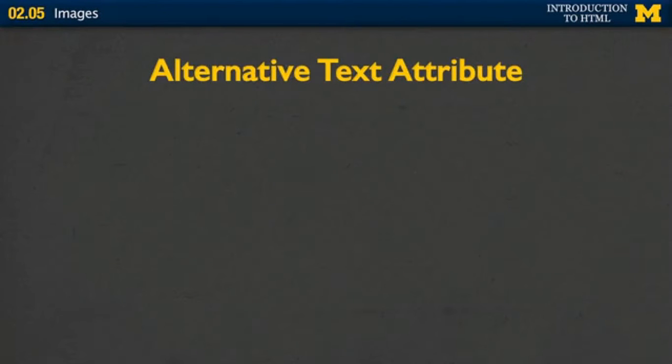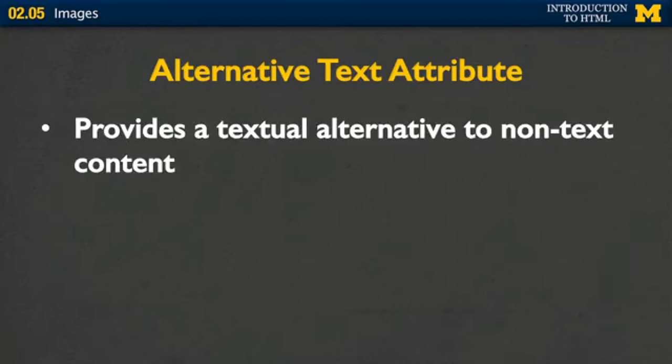Finally, let's go back to talking about alternative text, the attribute that you want to add to all of your images. What is the purpose of this, and why is it something we need? Well, what it does is it provides a textual alternative to non-text content. So anytime you have an image, you want to make sure that people who can't see the image can still understand the content behind it.